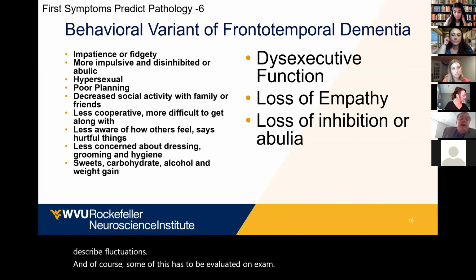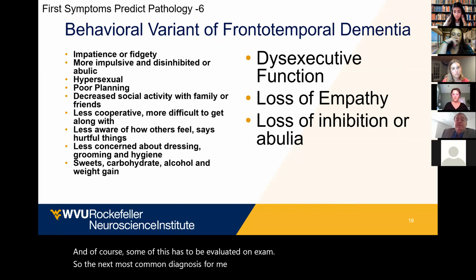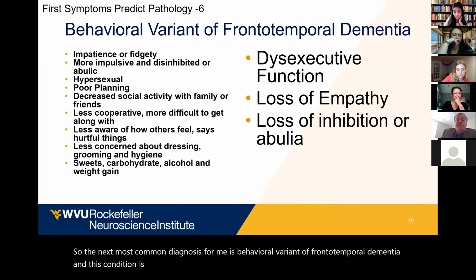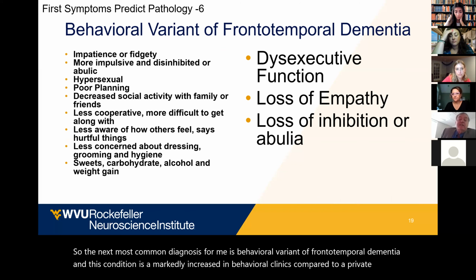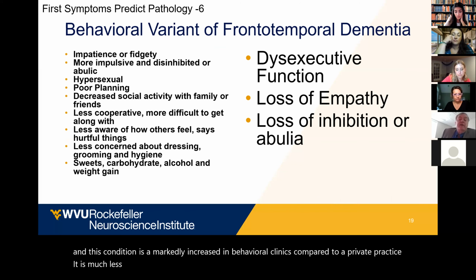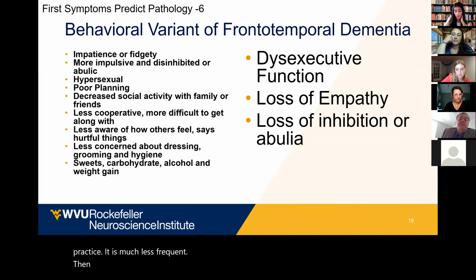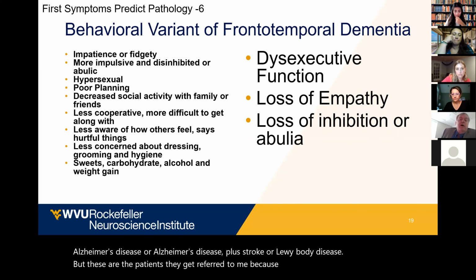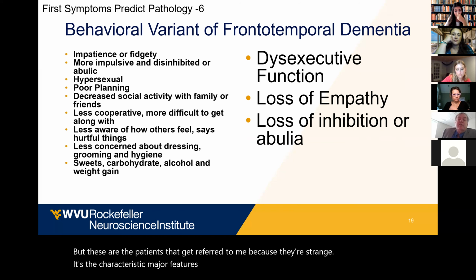So the next most common diagnosis for me is behavioral variant of frontotemporal dementia. This condition is markedly increased in behavioral neurology clinics compared to a private practice. It is much less frequent than Alzheimer's disease or Alzheimer's disease plus stroke or Lewy body disease, but these are the patients that get referred to me because they're strange. The characteristic major features are dysexecutive function, loss of empathy, and loss of inhibition or abulia.